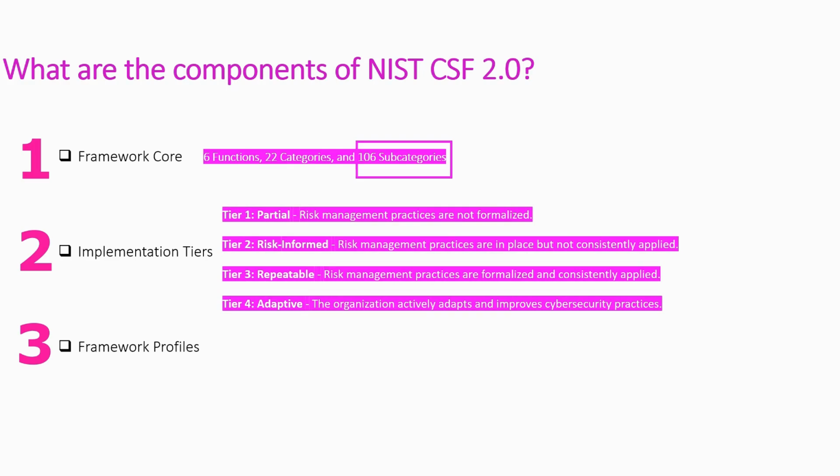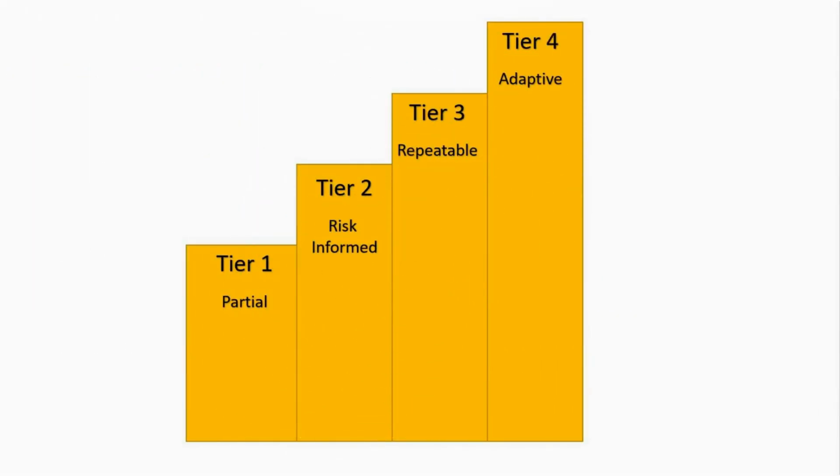Tiers. Implementation tiers describe how well an organization manages their cybersecurity risk. There are 4 tiers which help the organization to understand their current level of cybersecurity risk management procedures. So, first tier is partial. It is when risk management practices are not formalized.